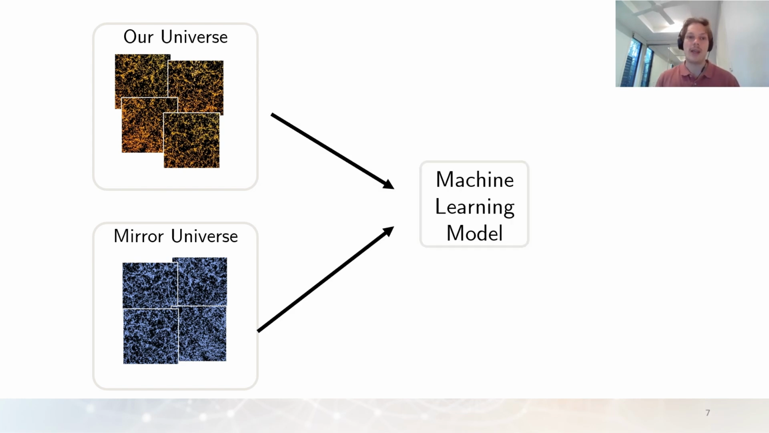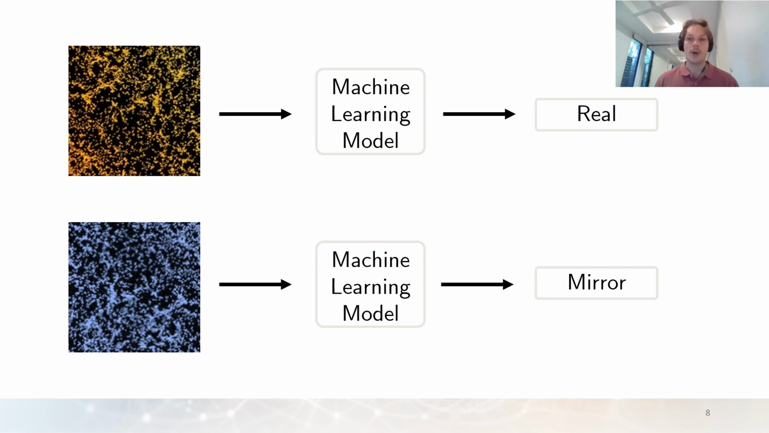The idea is that we feed into our machine learning model our universe and the mirror universe, and it will somehow learn the differences between those and be able to distinguish if a patch comes from our universe or the mirror universe. And this is actually all you need to tell that there is parity violation. If you can effectively distinguish between something that belongs to our universe or our universe with a parity operation applied, then you are effectively detecting some sort of parity violation. So at the end of the day, what we want is a machine learning model that we can feed a patch from the real universe and it'll say, yes, that's real, or likewise for the mirror universe.